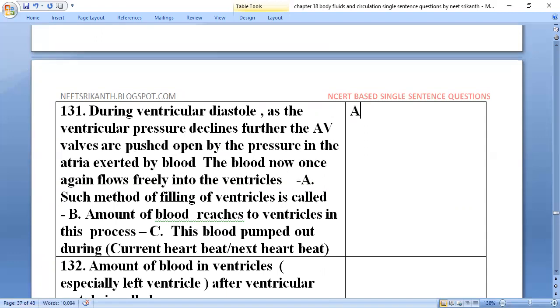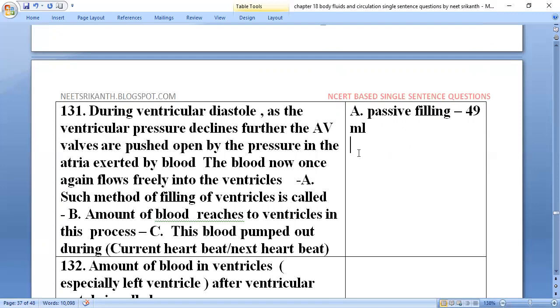Then the questions are here. Such a method of filling the ventricles is called passive filling. About 49 ml of blood is going to be filled like this. 49 ml of blood. Okay.